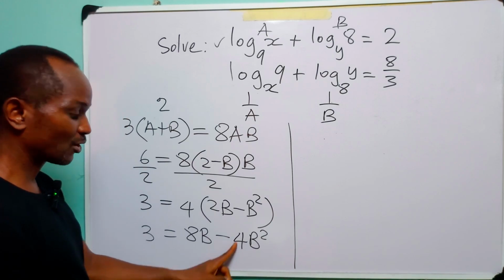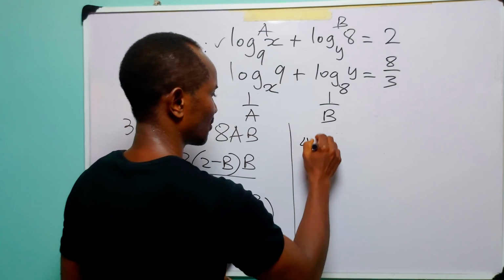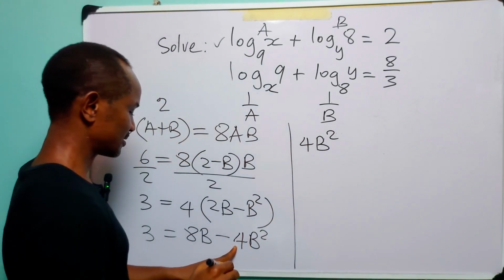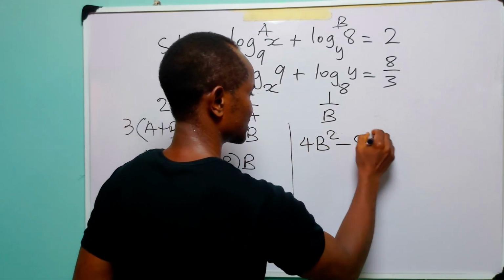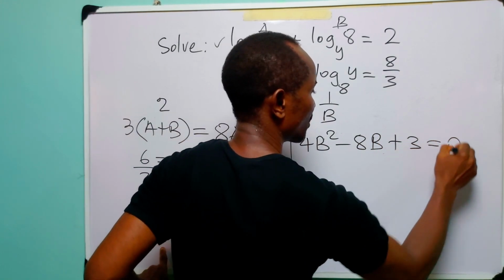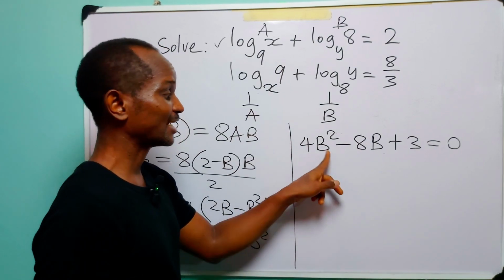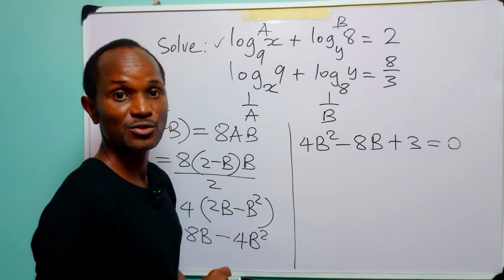Rearranging this equation, we can bring all the terms over to the left-hand side, and when we do that, we have 4b squared minus 8b plus 3 is equal to 0. So now we have a quadratic equation in b which we can solve for values of b.